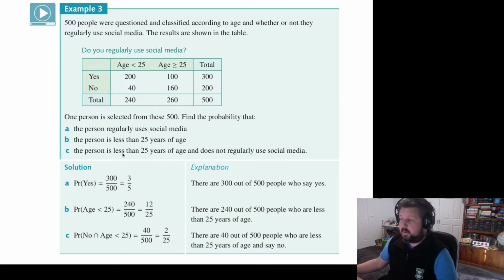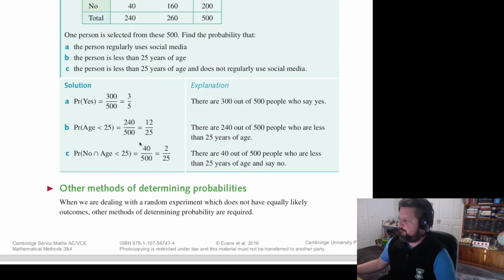Last one says here, the person is less than 25 years of age and does not regularly use social media. So again, they're less than 25, so we're looking here, and they do not regularly use social media, so they said no. So in this column, the no was listed here. It's 40 out of the 500, obviously, which simplifies down to 2 out of 25.